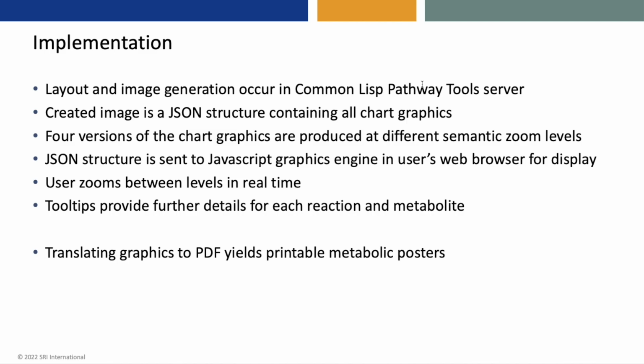Now, the layout and image generation for the metabolic network diagram occur in the Common Lisp Pathway Tools server. And the server creates the image as a JSON structure containing all the graphics, all the primitive graphics operations that together make up the chart. And in fact, the software generates 4 different versions of the chart graphics at different semantic zoom levels. And then those 4 versions are sent to a JavaScript engine in the user's web browser for display. And the user zooms between different levels and can perform searches in the web browser. And we can also translate the graphics to PDF to create printable metabolic posters from these diagrams.